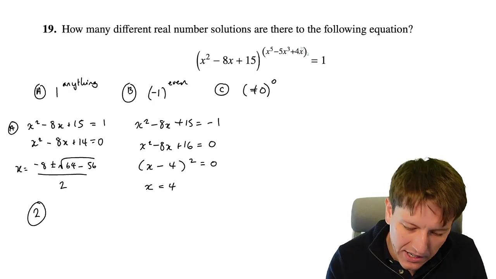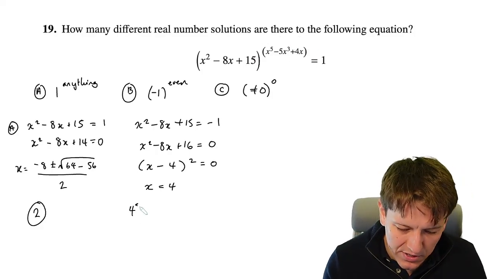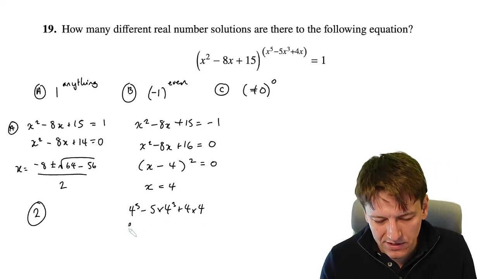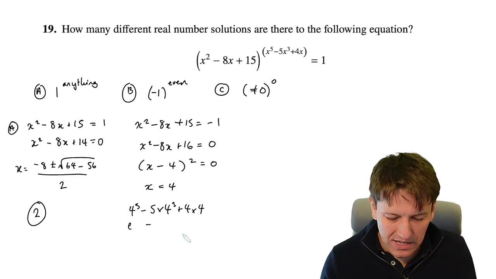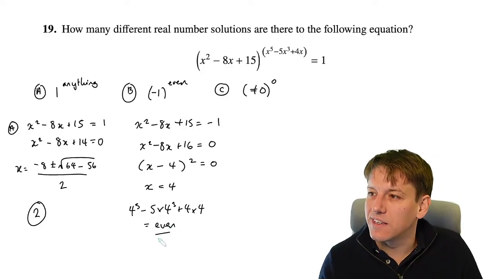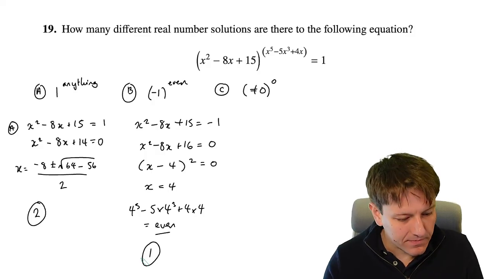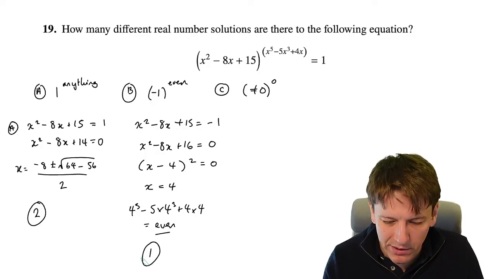but I do just need to double check whether it makes this expression even. Well, 4 to the power of 5 minus 5 times 4 cubed plus 4 times 4, well, this is an even number minus an even number plus an even number, so it is going to be even, and I don't need to work out the number explicitly to know that, so I get one solution from this case. And now in this last one, I need something that's not 0 raised to the power of 0.